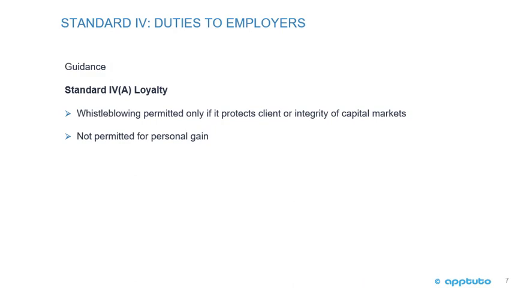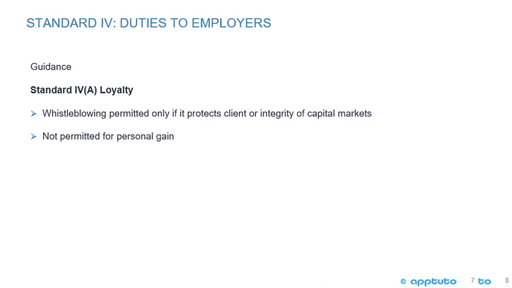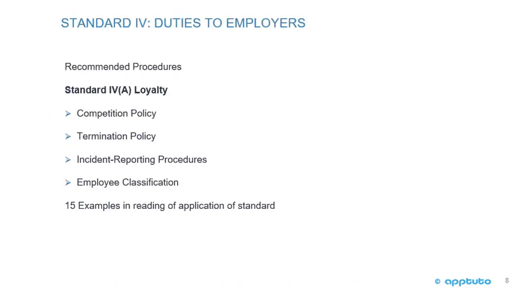Last slide on the guidance for Standard 4A, Loyalty. Whistleblowing is permitted only if it protects client or integrity of capital markets. That's an important one. And not permitted for personal gain. Recommended procedures for Standard 4A, Loyalty. There should be a competition policy, termination policy, incident reporting procedures, and employee classification.